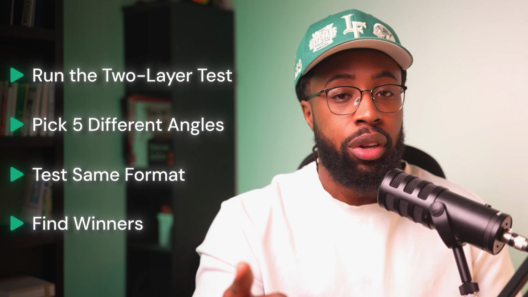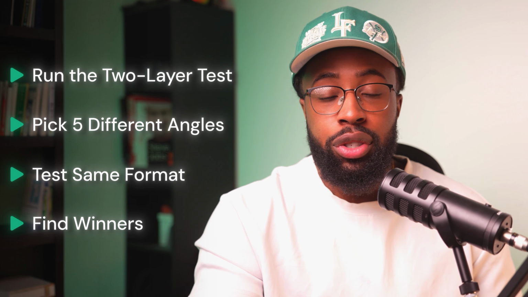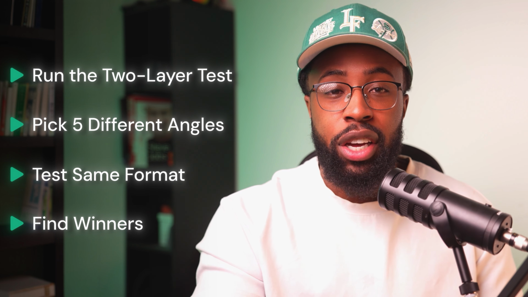Step 4, find your winner. Look at the hook rate, CTR and CPA. Kill the bottom 60%. Scale the top 1 or 2. These are your creative pillars. Everything from here builds on them.